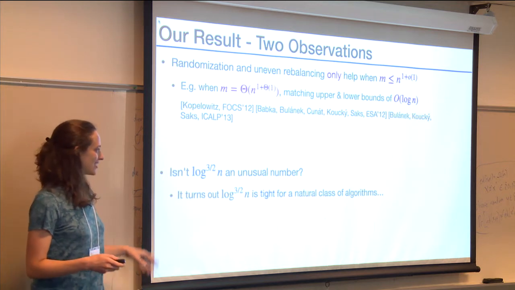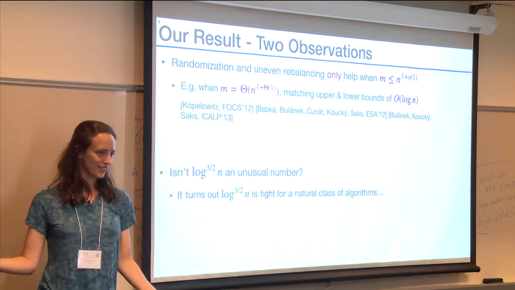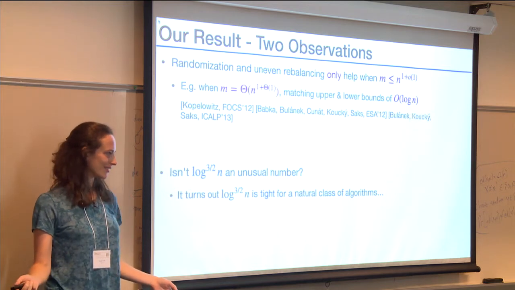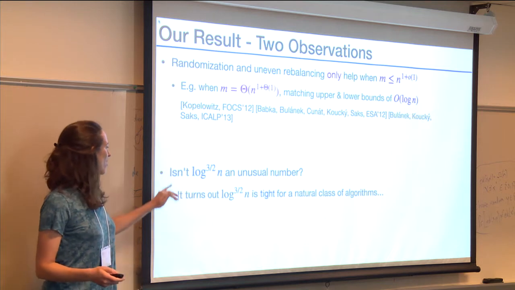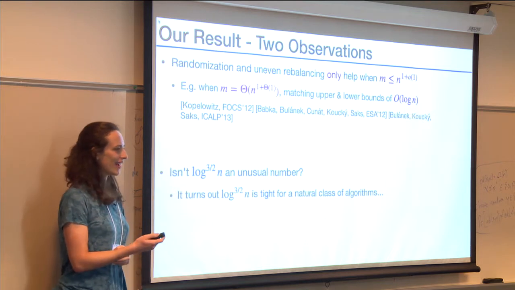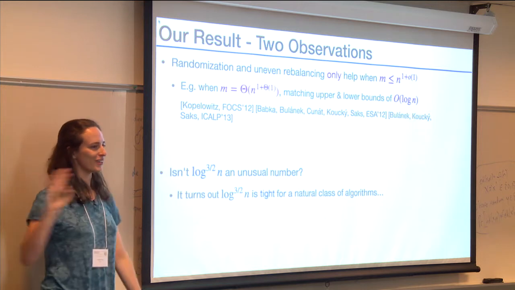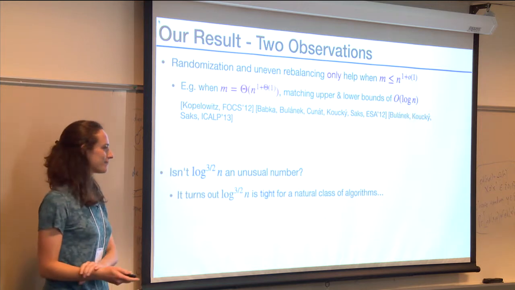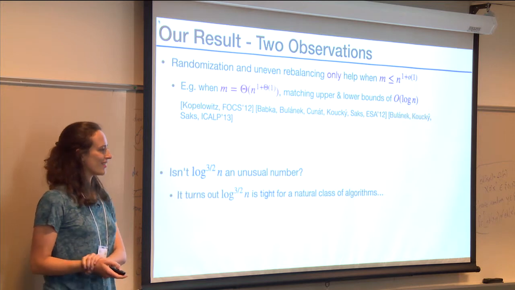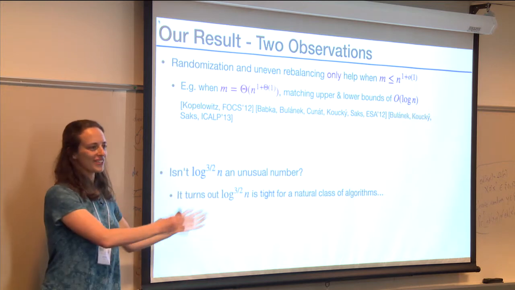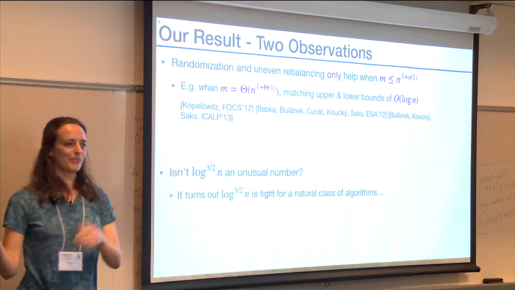And this brings us back to the second topic of this talk, which is history independence. So it turns out that log to the 3/2 n is tight for the class of history independent algorithms. And I'll define what history independence is next. Okay, so now I'm going to transition from the list labeling problem to talking more about history independence.